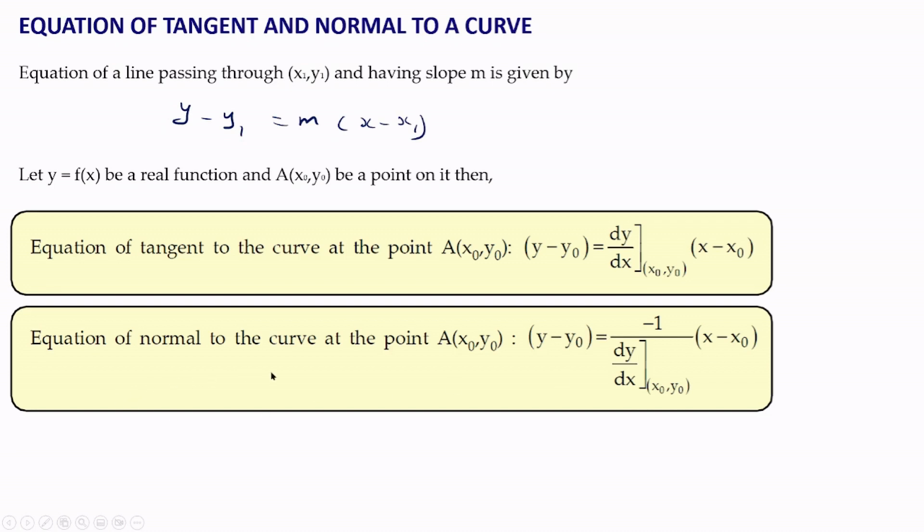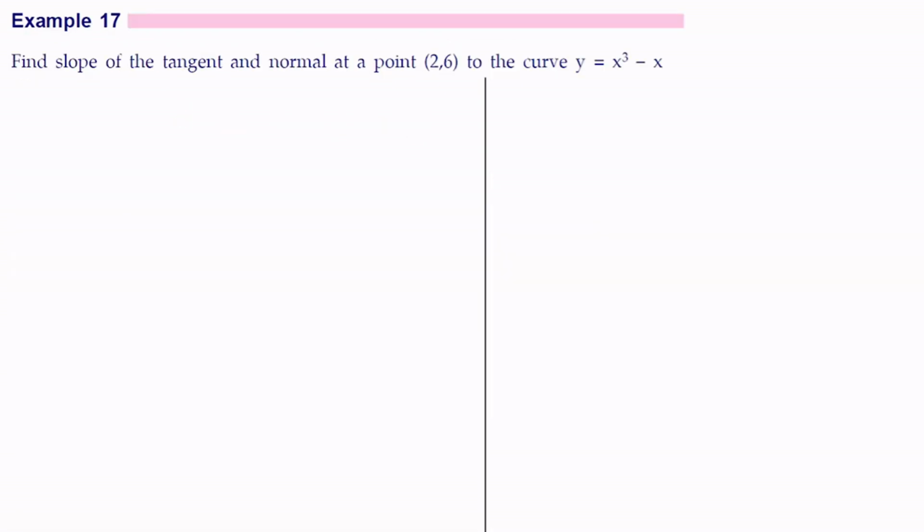Similarly, equation of normal to the curve at this point A (x0, y0) is y minus y0 equal to slope of the normal. This is slope of the normal, minus 1 by dy by dx at (x0, y0) into (x minus x0). So this is with respect to slope of tangent and normal and equation of tangent and normal to a curve. Now let us continue with the examples.